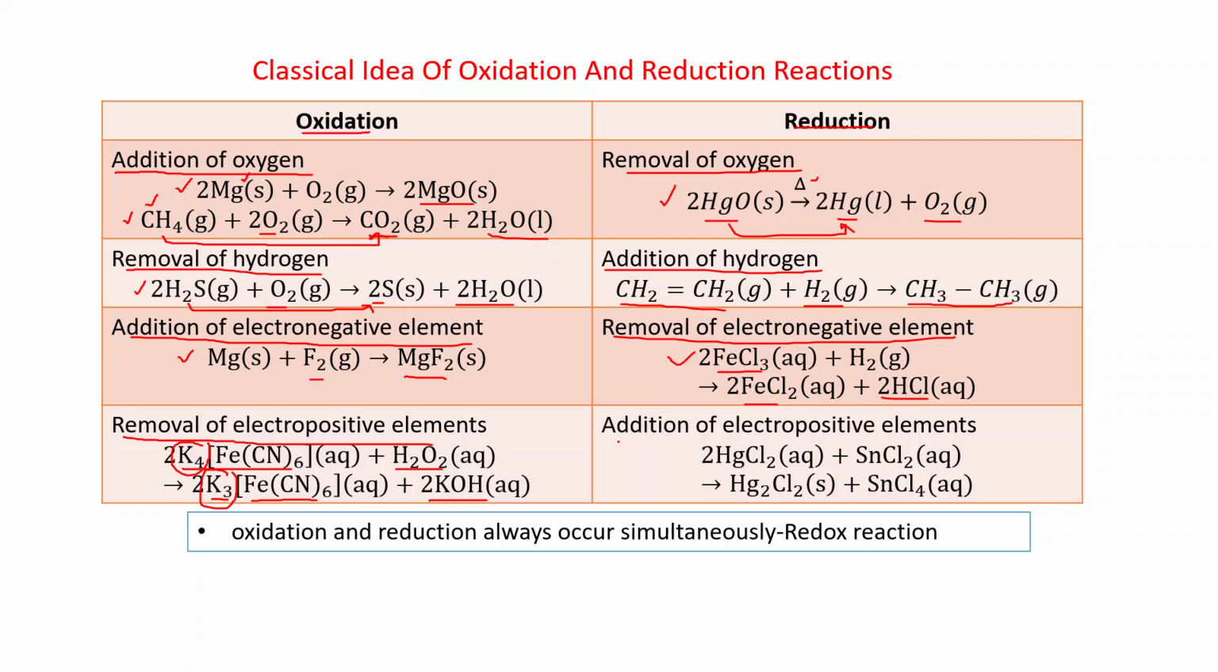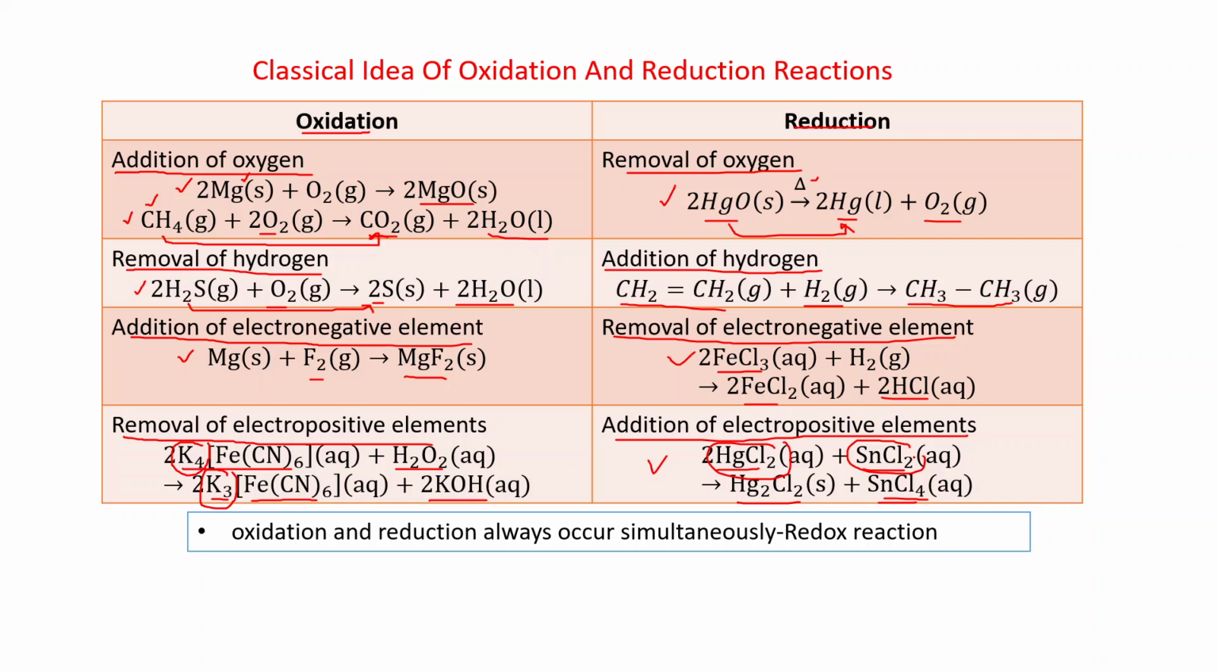Another definition of reduction is addition of electropositive elements. See HgCl2 reacts with SnCl2, and this will convert into Hg2Cl2 plus SnCl4. Now in this case, HgCl2 is converting into Hg2Cl2. Hg is added, and Hg is a metal, an electropositive element. Now if you see this reaction carefully, in this case SnCl2 is converting into SnCl4, that is, chlorine is increased. Chlorine is an electronegative element, so SnCl2 is oxidized.